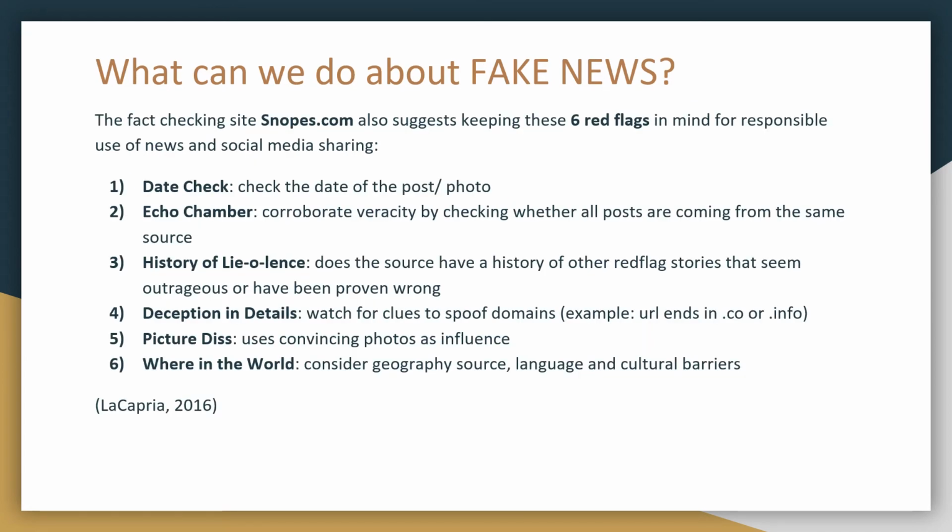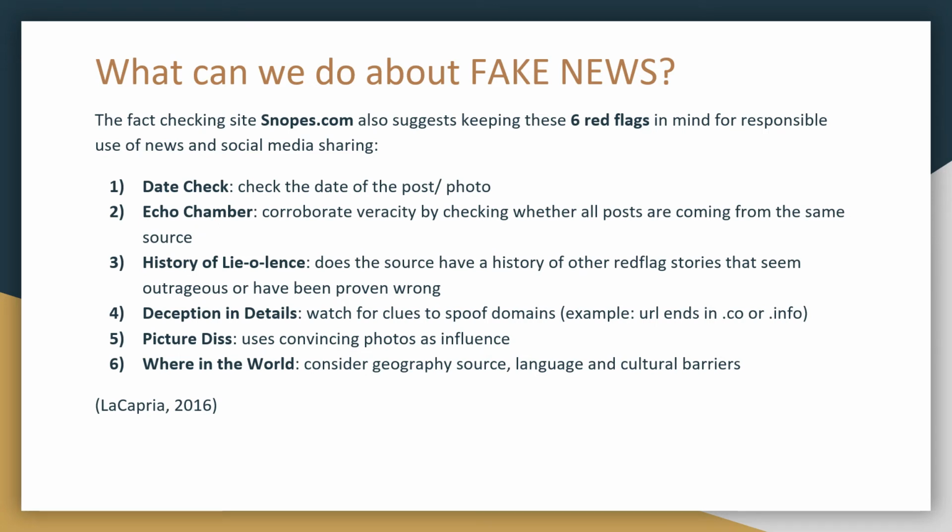Other things you can do about fake news. The fact-checking site Snopes.com also suggests keeping these 6 red flags in mind for responsible use of news and social media sharing. Number 1, date check. Check the date of the post or photo. If it's outdated, it may no longer be valid. 2, echo chamber. Corroborate the veracity of the post by checking whether all the posts are coming from the same source. That is an indication that it may be a bot or something else that's a little suspicious.